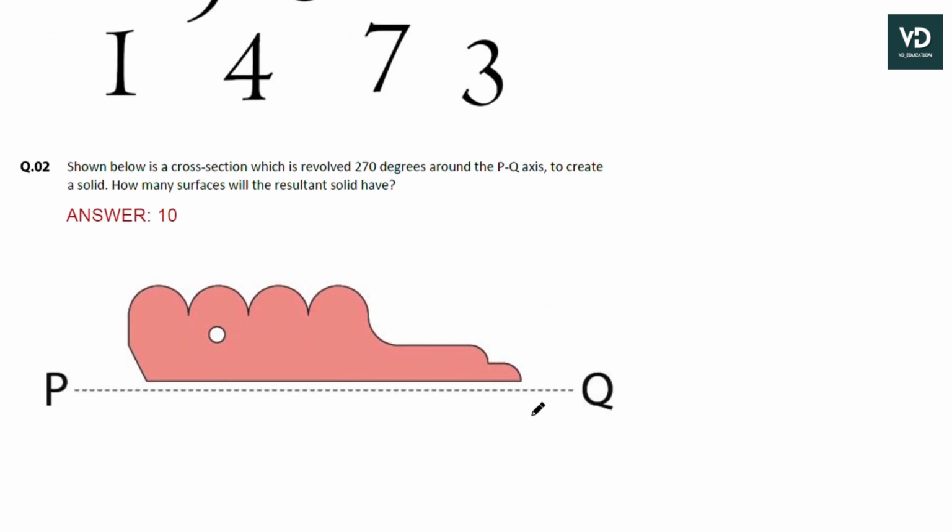The figure shown below is a cross section which is revolved 270 degrees around the PQ axis to create a solid. How many surfaces will the resultant solid have?